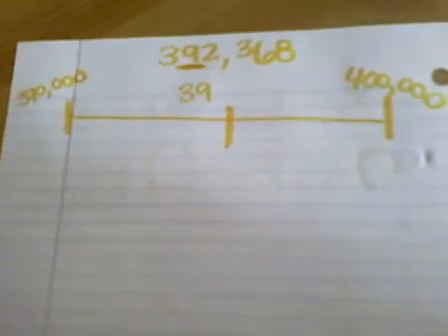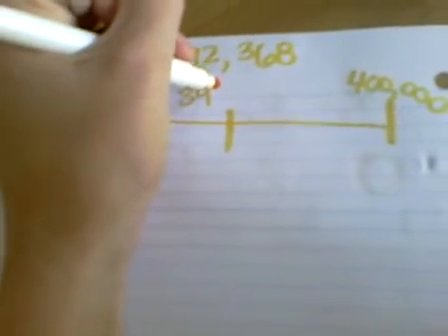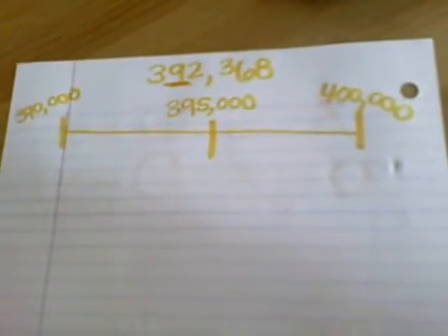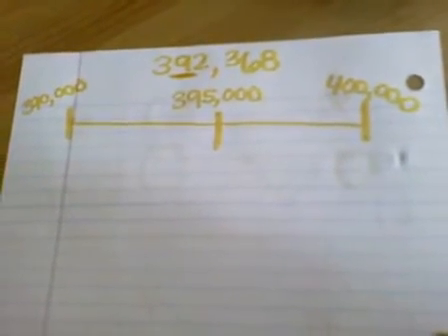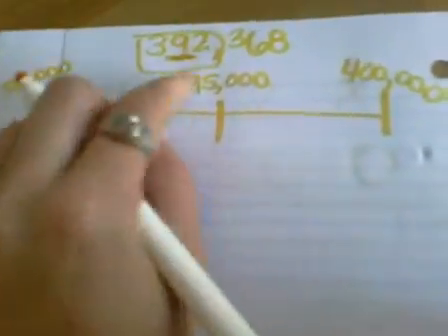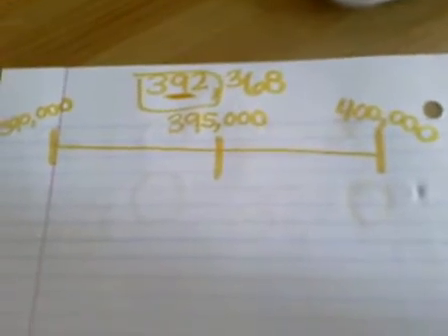My midpoint will be 390, what do you think? 395,000. Yeah, that midpoint usually always has a 5 somewhere in it. So when I look at my number, I'm going to just focus on this 392 and figure out where that number would go on this number line.